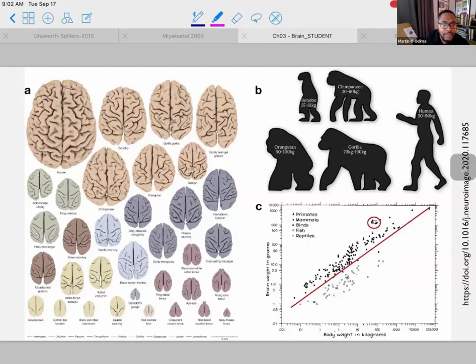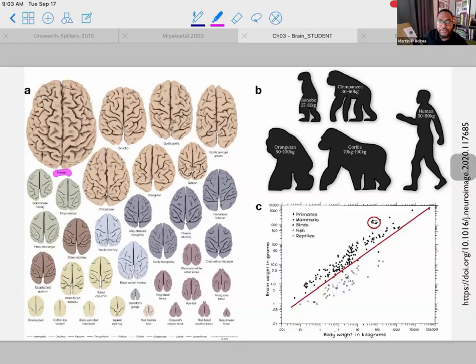So just take a look at that. What kind of things do you notice? What kind of differences do you see? We have a human brain right here. Which brains do you think look closest to the human brain? And what does this tell us about the evolution of humans?